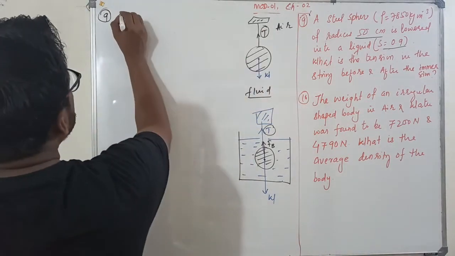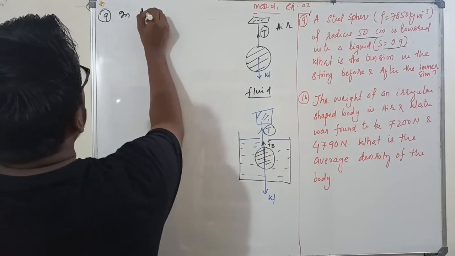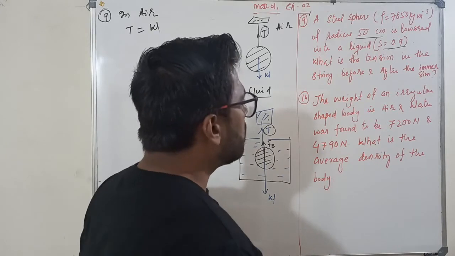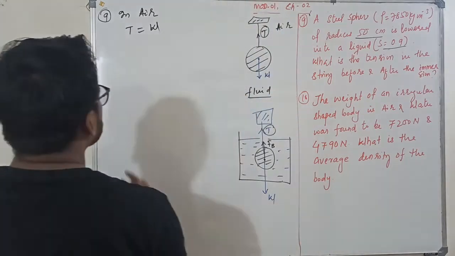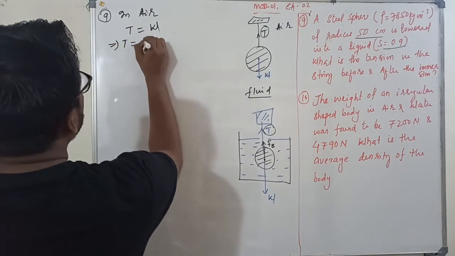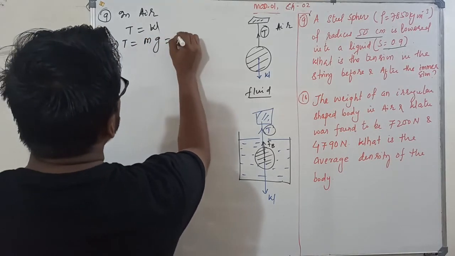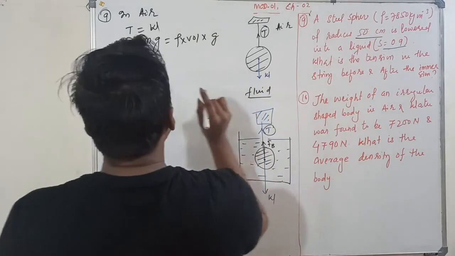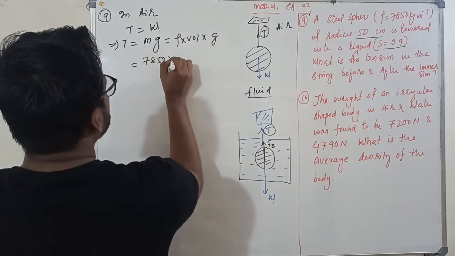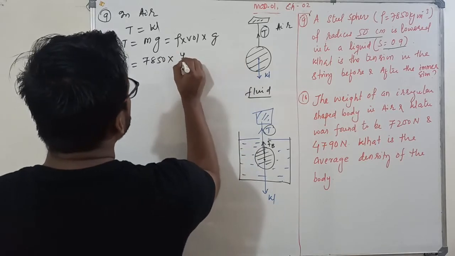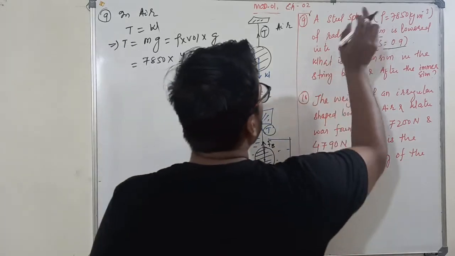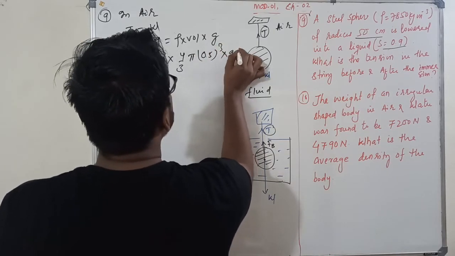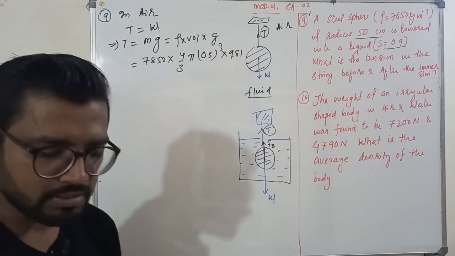In the first case, in air, the tension is equal to the weight of the sphere itself. Summation of vertical force is 0, so T equals weight. Weight is mass into gravity, and mass equals density into volume. Density is given as 7,850 kg per meter cube. The volume of a sphere is 4 by 3 pi R cube, R is 50 centimeter, in terms of meter, multiplied by gravity, G is 9.81 meter per second square.